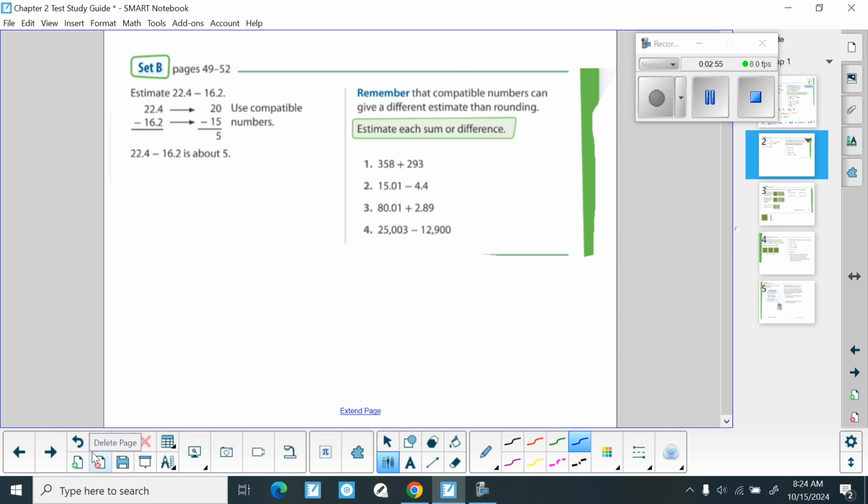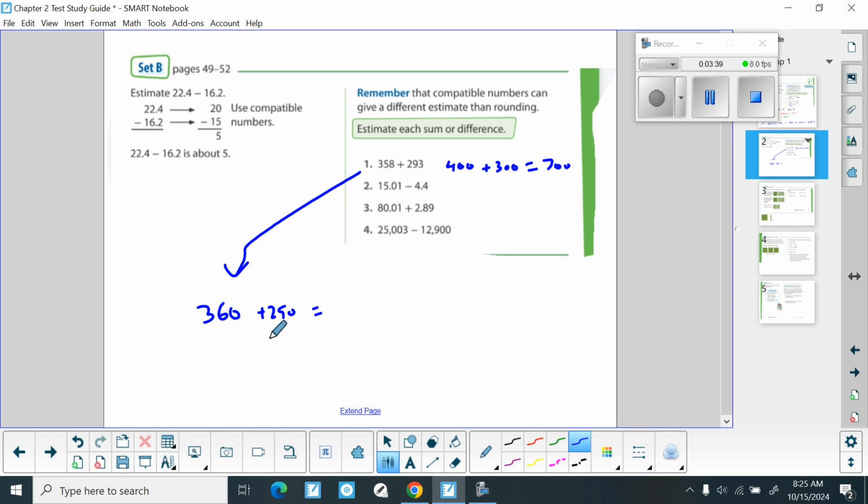All right, on this page, set B, it asks us to use compatible numbers to estimate. Remember that compatible numbers can give us a good estimate for rounding. So, for example, I look at this and I say, okay, nice compatible numbers. Well, if I round these to the hundreds, I get 400 plus 300, so 400 plus 300 is 700. Now, I haven't looked at the answer key yet, but there's a chance they use 360 plus 290. I don't think they did, but you never know.